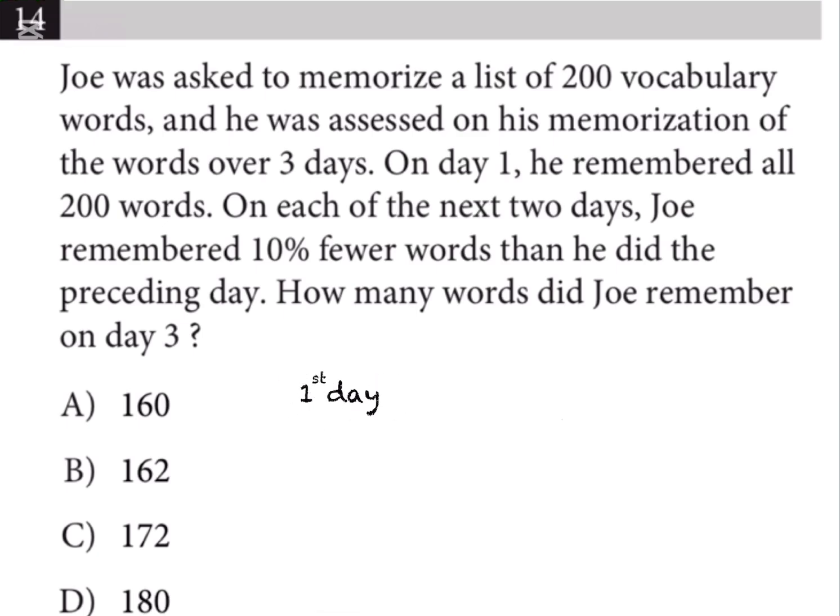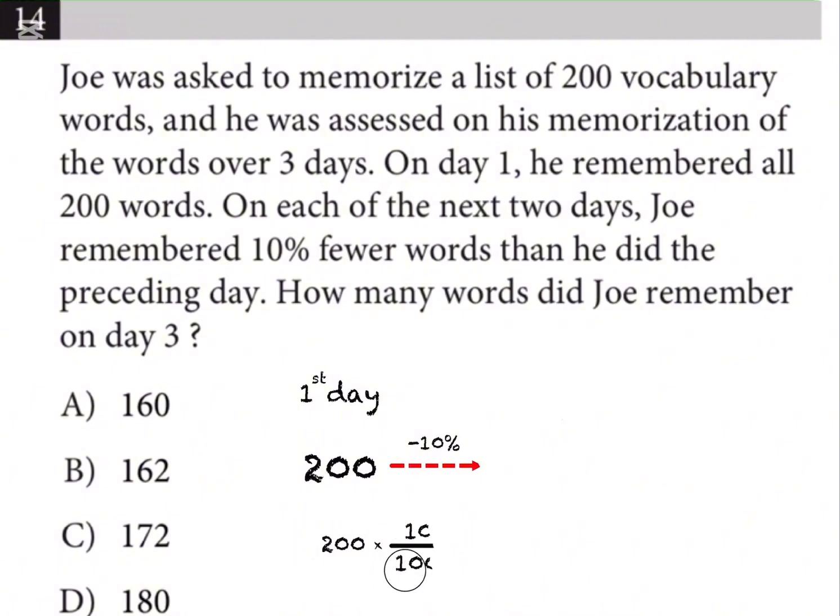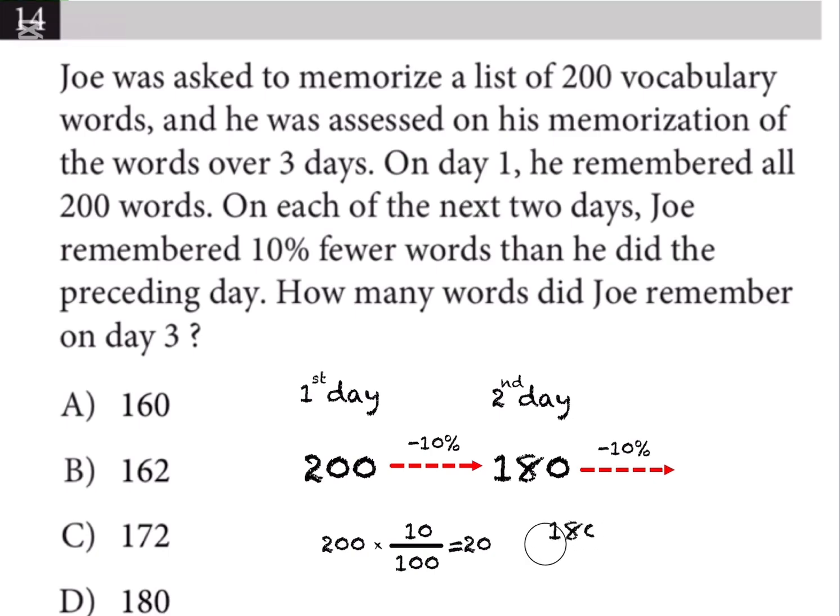On day 1, Joe remembers all 200 words. On day 2, he remembers 10% fewer than day 1. To find out how many he remembers, we need to calculate 10% of 200 and subtract it. So, Joe remembers 180 words on day 2. Now, Joe remembers 10% fewer words than on day 2. Again, calculate 10% of 180. So, on day 3, Joe remembers 162 words, which is option B.